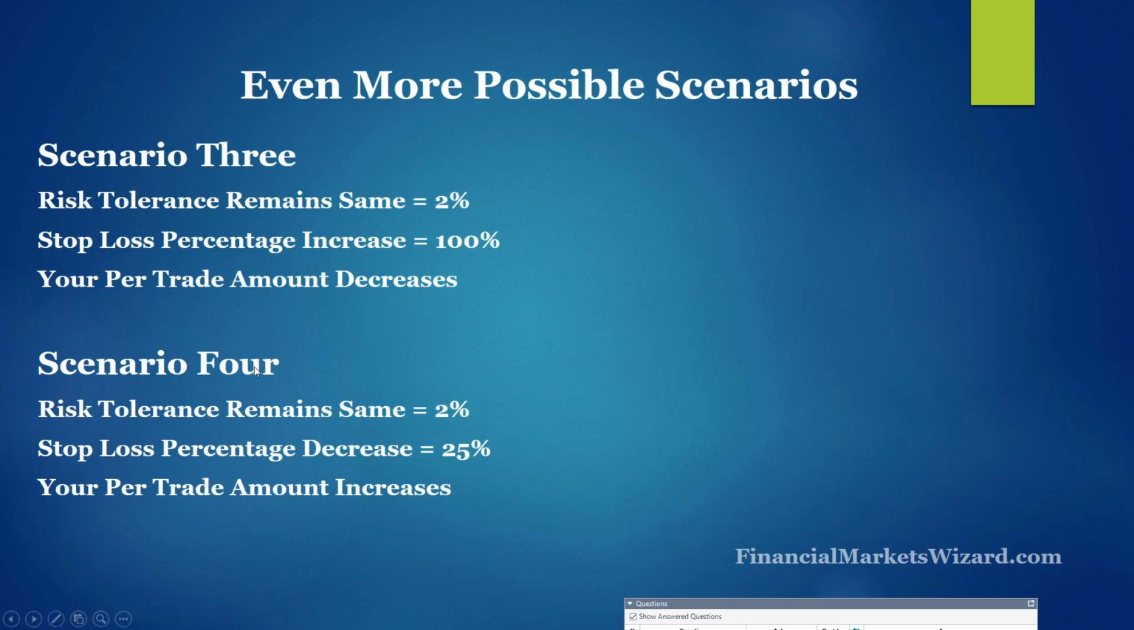Scenario four is that you are willing to lose only 25%. Then your trade amount will increase. So the point is, the stop loss percentage plays a role. If you keep your risk tolerance constant, the stop loss percentage plays a role. Is it 25% or is it 50% or is it 100%? Based on this percentage, your per trade amount will go up and down, and based on the portfolio size on a weekly basis.